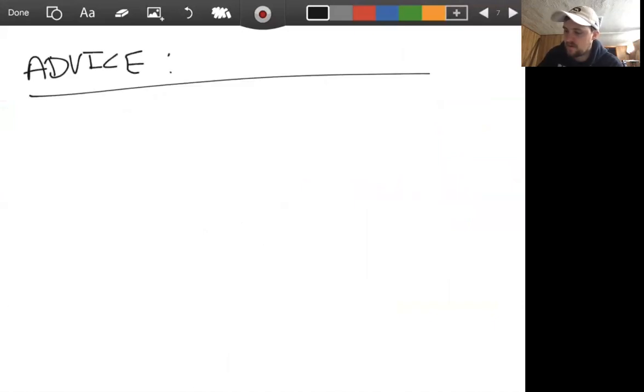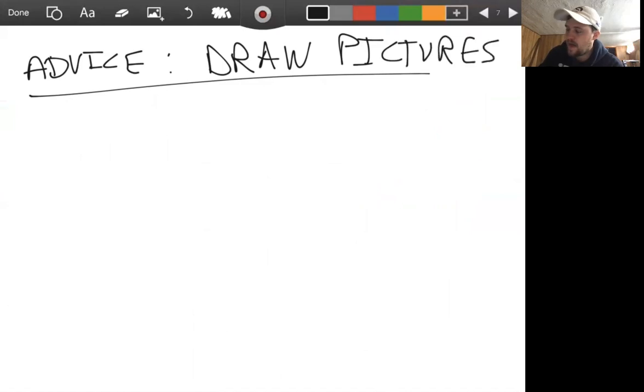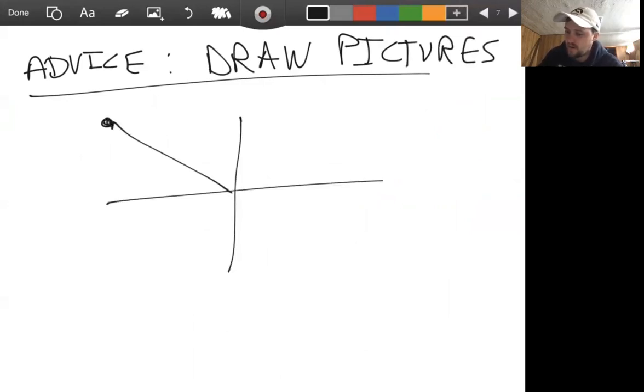Advice would be to draw pictures. I would always have a graph, you know, in some point somewhere where the x and y are specified, and then look at the r theta and make sure that you understand why this point belongs where it does in terms of polar coordinates. All right, so that'll wrap it up for this video.